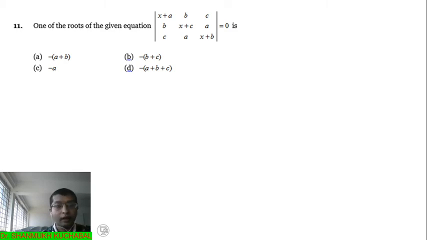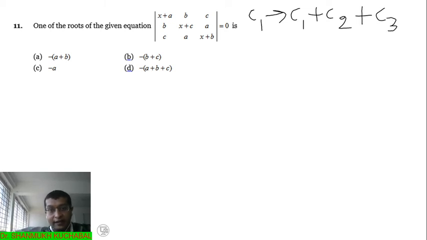Sorry, the 11th one. One of the roots of the equation is what we have to calculate. So here we have x plus a, b, c. What I will do is take C1 changes to C1 plus C2 plus C3. A very simple technique. I will tell the reason behind taking this. It is x plus a plus b plus c everywhere, it is available, so I am taking column 1 changes to column 1 plus column 2 plus column 3 here, right?